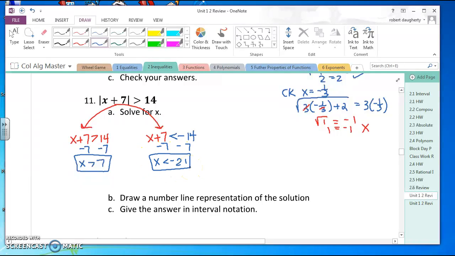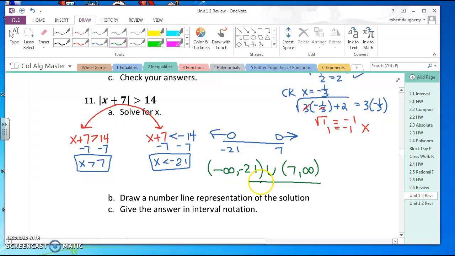You don't have to draw a number line, but it's usually very helpful. Draw the smallest number here, largest number. X less than negative 21, that's this solution. X greater than 7, that's this solution. Now what I'm after is your answer in interval notation. The first interval is negative infinity to negative 21. That second interval is 7 to infinity. So that's my final answer for the solution.